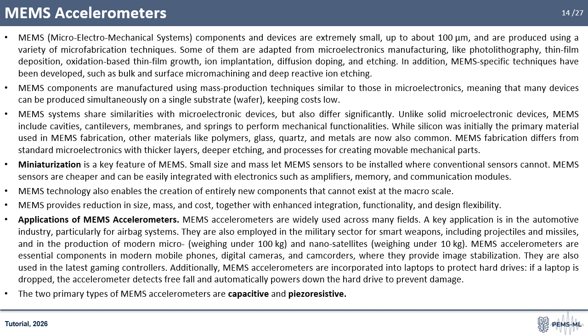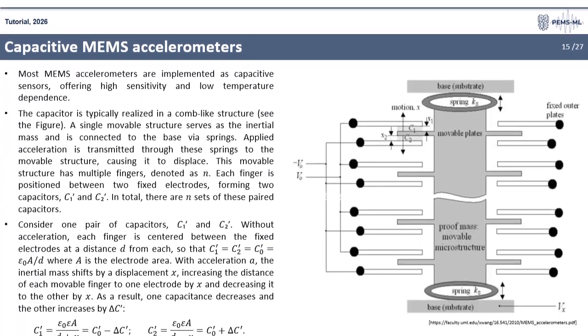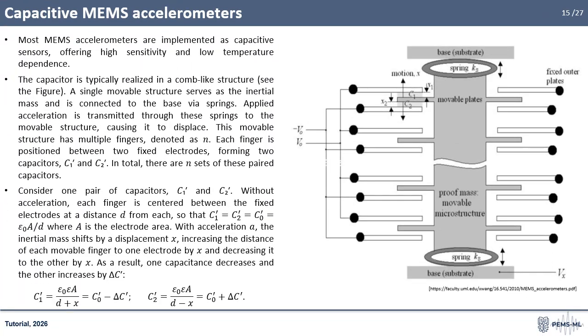The two main types of MEMS accelerometers are capacitive and piezoresistive. Most MEMS accelerometers are implemented as capacitive sensors, offering high sensitivity and low temperature dependence. They use a comb-like structure, where a single movable structure, attached to the base via springs, acts as the inertial mass. This movable structure has multiple fingers, each of them placed between two fixed electrodes, forming two capacitors.